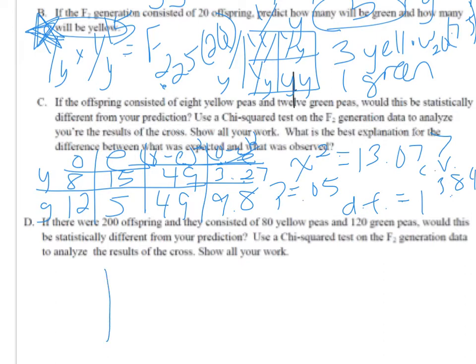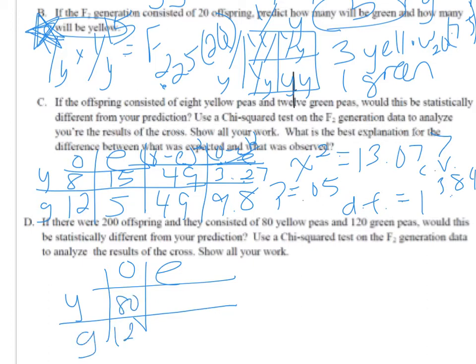Right, so I have my observed and my expected. Well, I observed for yellow ones, I observed 80. For green ones, I observed 120. For expected, again, back up here to part B, I expected 3/4 or 75% of my offspring to look yellow, to look dominant. So 3/4 or 75% of 200 is 150. Okay, I expected 1/4 of my peas to look green, or 25% of them. Well, that would be 50.